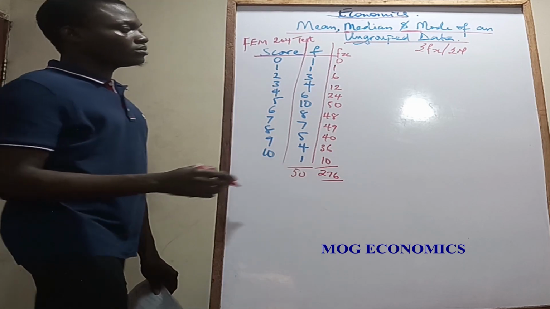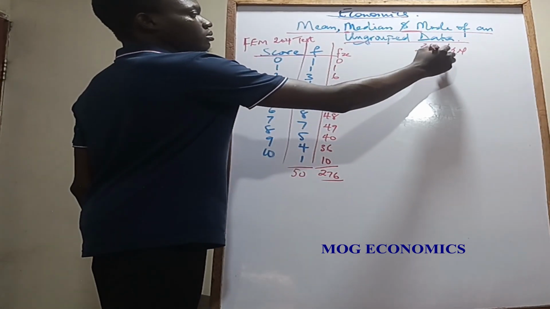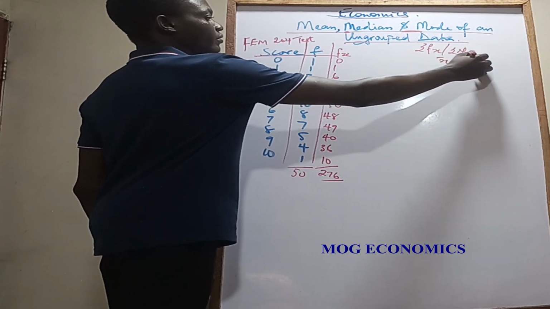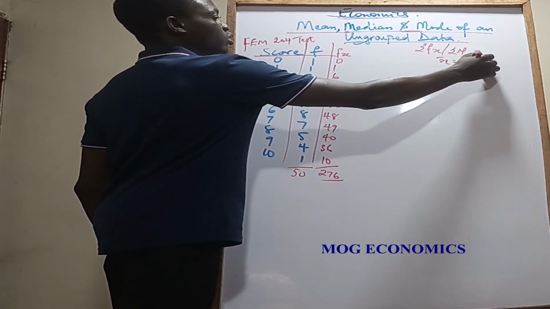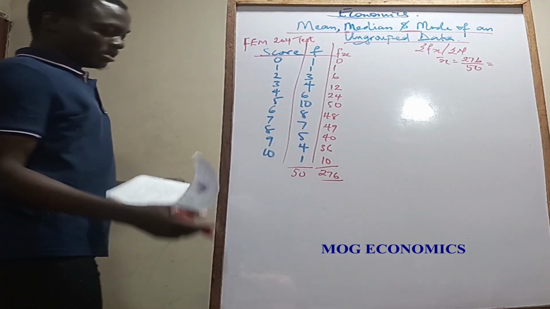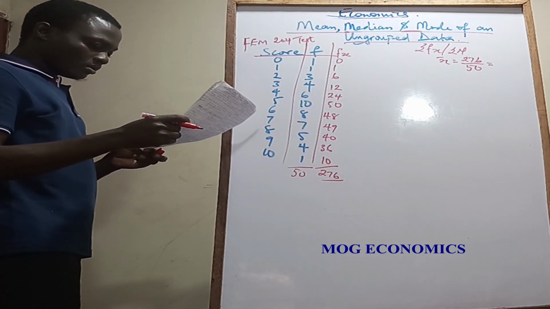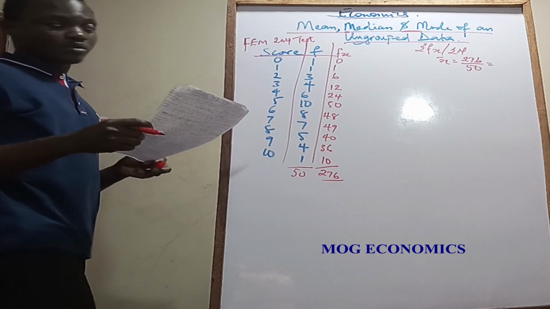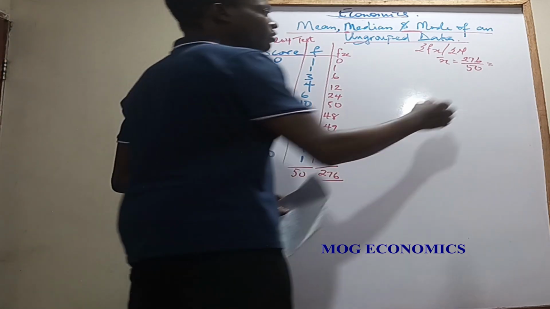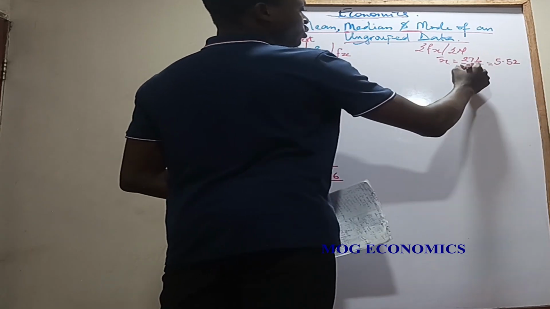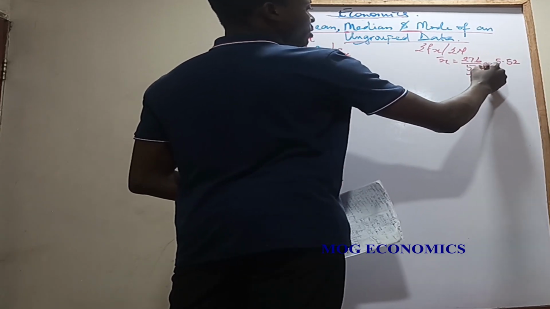Let's take our time. So the mean score, x bar, equals 276 divided by 50 students. And that gives us, what have I done here? I wrote 552, is that right? No, it can't be. This is going to be 5.52. So approximated to one decimal place, it is 5.5.